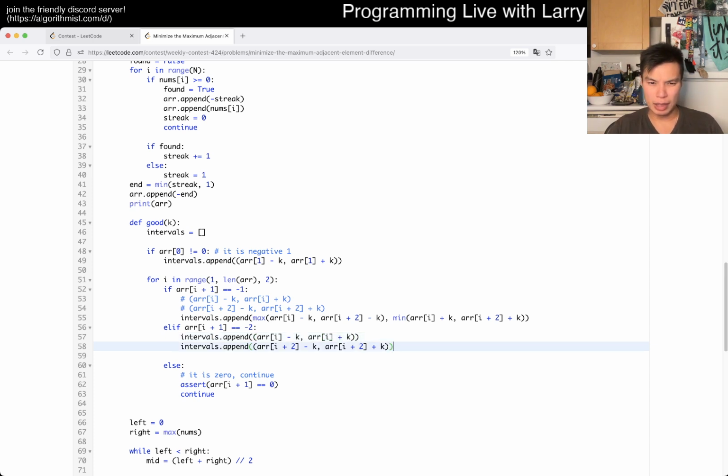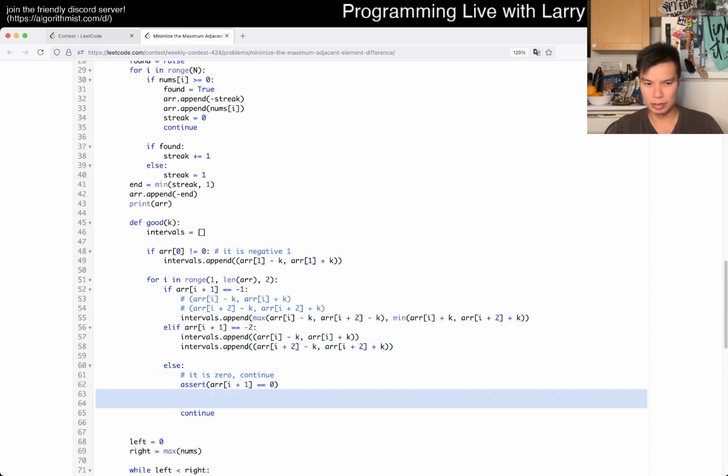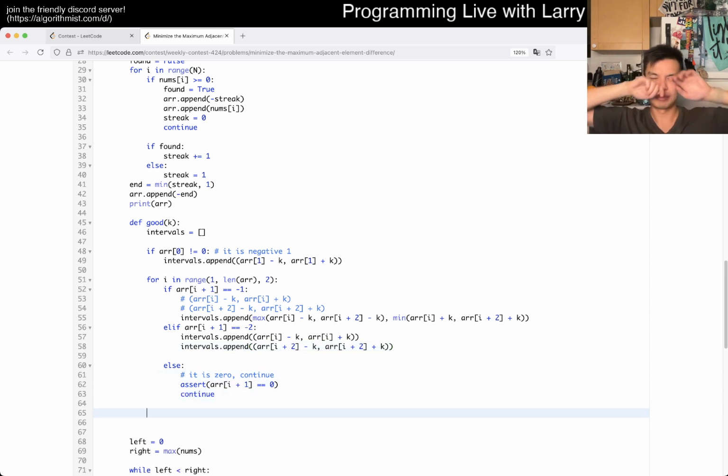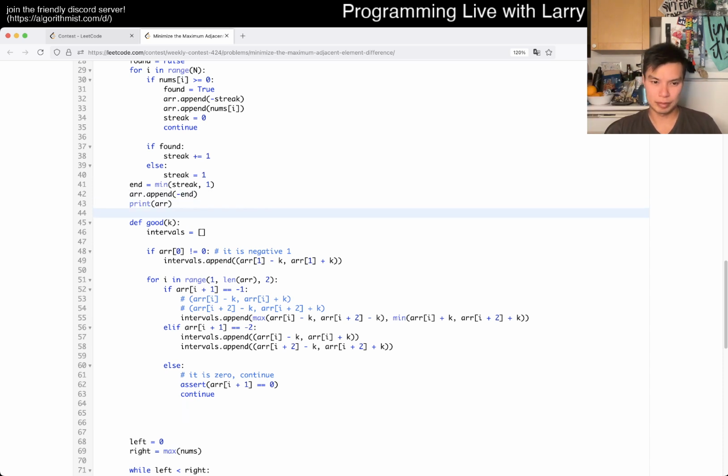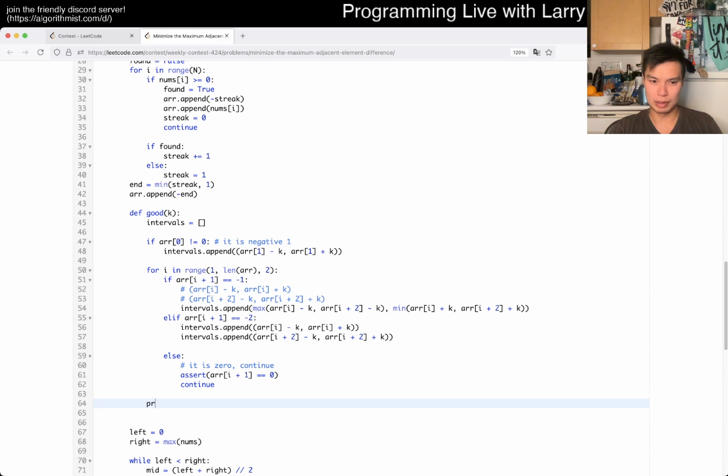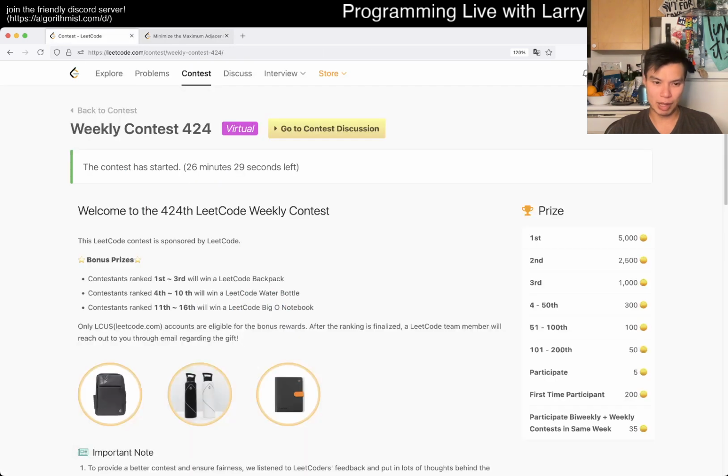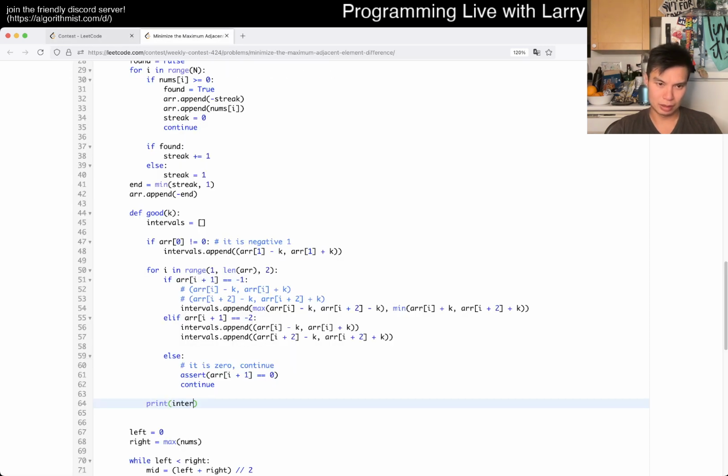Okay, and then now we have all these intervals, right? Alright, let's take a look at those intervals before I go on. How much time do I have left? 25 minutes, 26 minutes.